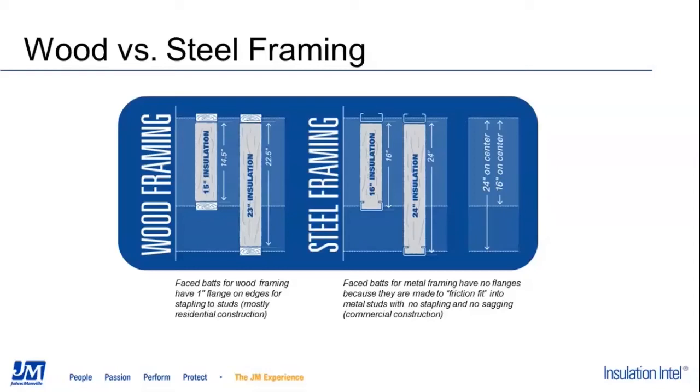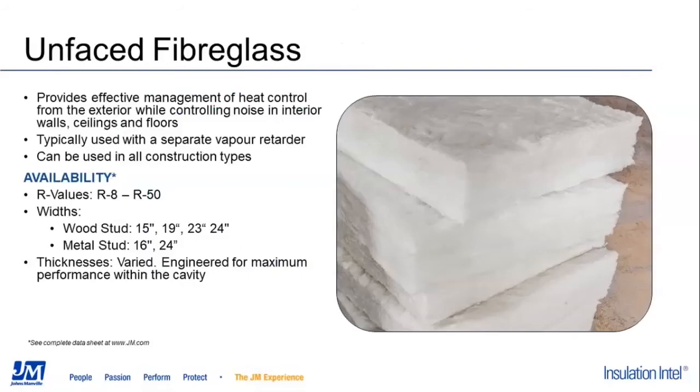So now I'm going to get into JM's product portfolio, and I'm going to start with unfaced fiberglass batts. Fiberglass batts are widely used in the insulation industry due to its ability to effectively and economically manage heat flow. It also provides great sound control, and what's not mentioned specifically in this slide is its fire resistance. Fiberglass is a non-combustible insulation, making it a great insulation product for fire resistance.